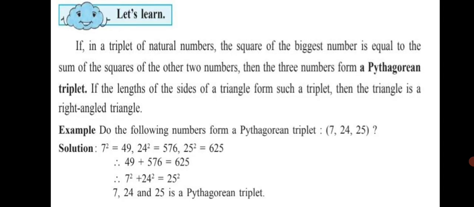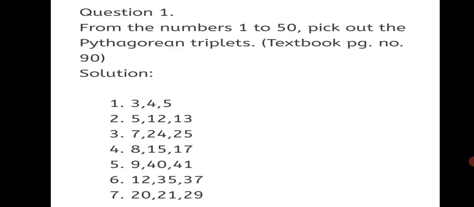Now an activity is given in your textbook on page number 90. From the numbers 1 to 50, pick out the Pythagorean triplets. So the solution we have here, 7 triplets are listed. You can write it down in your notebook as an additional activity.